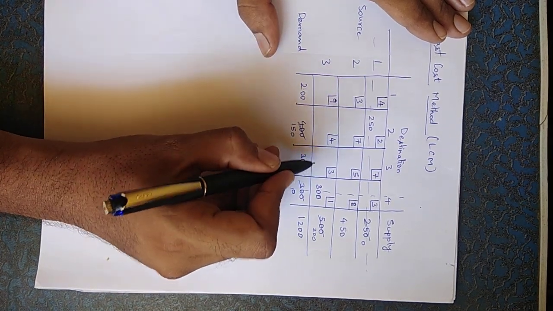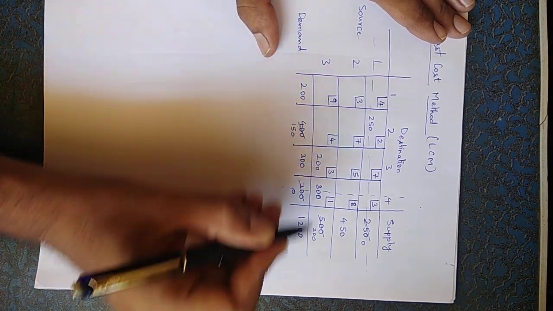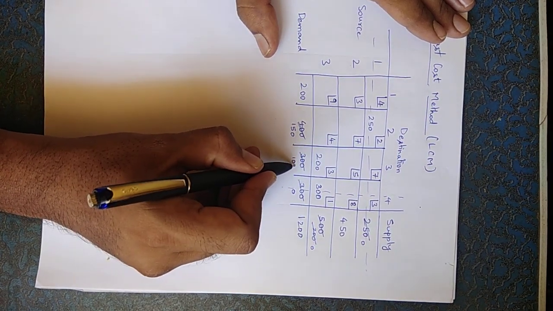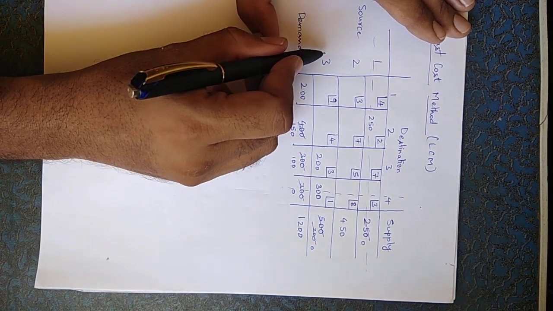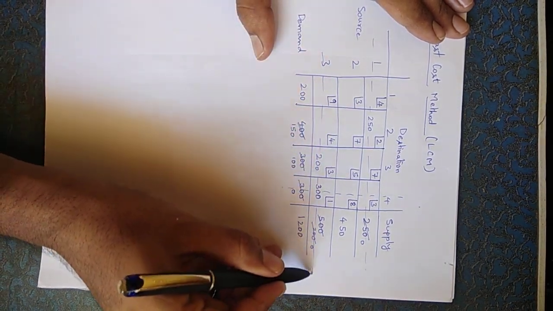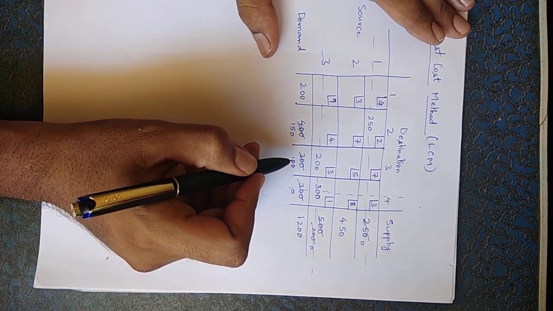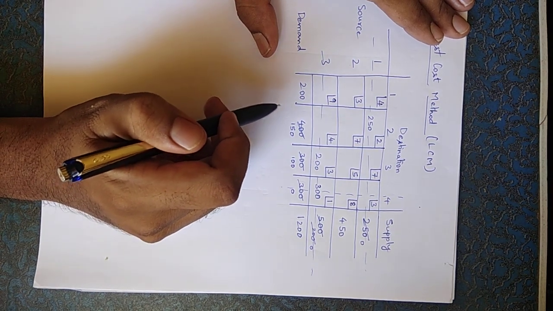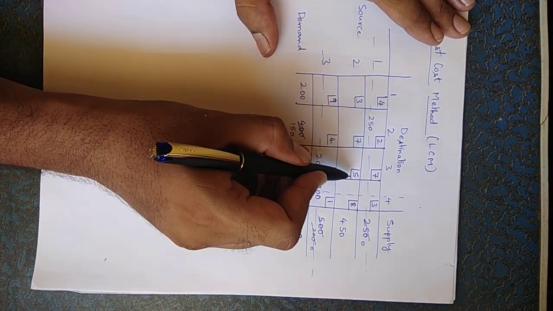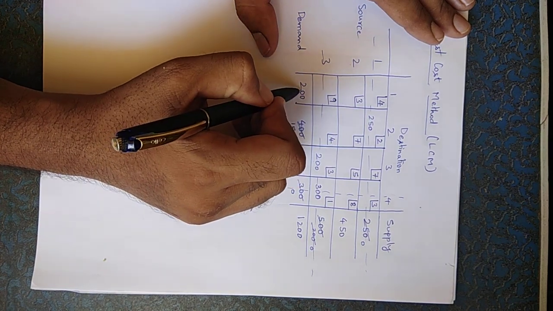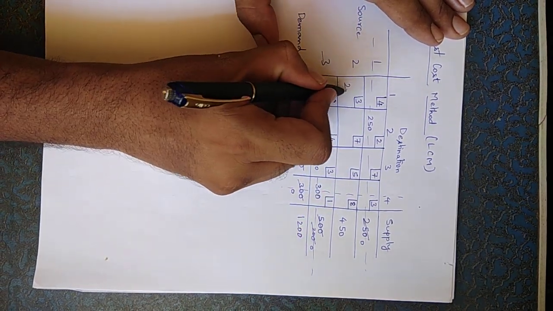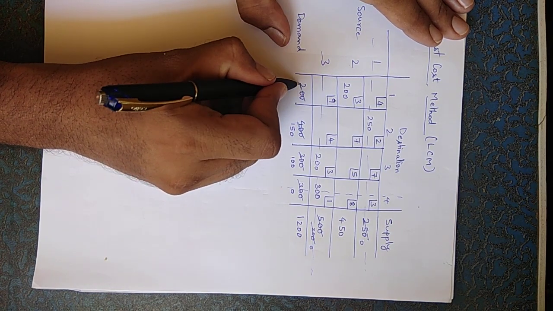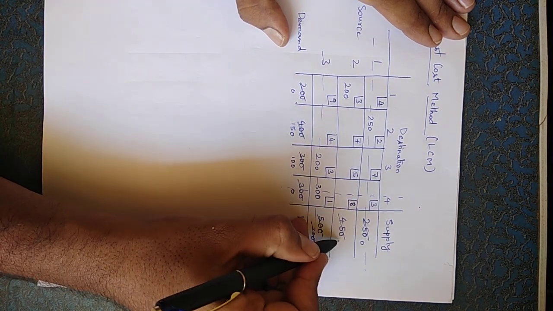So minimum between 300 and 200 is 200. So this becomes 0 and this becomes 100. So this cell is completely catered. So no need of any allocations required. Now finally we are left out with only these 3 cells. Now let us see which is the least cost. 3, 7, 5, least is this, so I'll go for this. 200 and 450. 200 is the least. Minimum among 200 and 450, so this will become 0 and this will become 250.